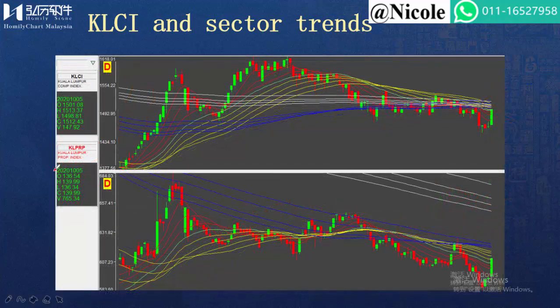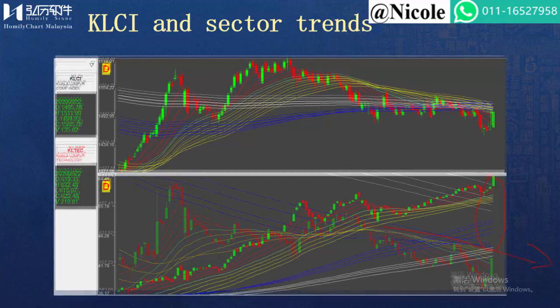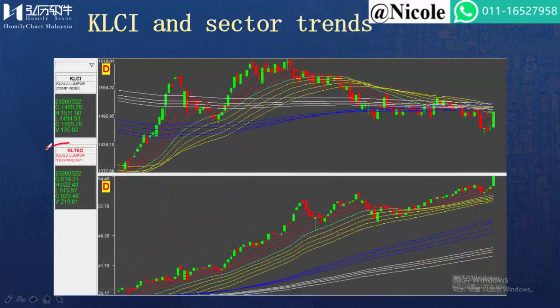And the next one is property. Property is weaker, right? Because you can see long-term downtrend and midterm downtrend. Midterm, you see the yellow color's direction. And the next one is technology. So you can see technology is stronger in long-term trend and stronger in midterm trend, stronger than all the sectors we have just seen. So you can make a comparison now. Now you know the reason, right?